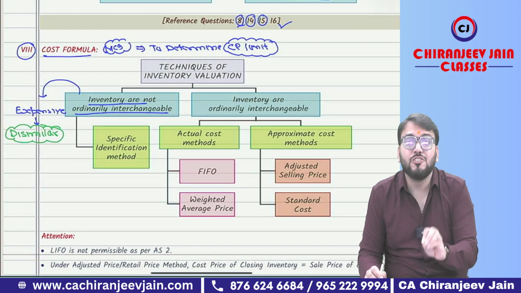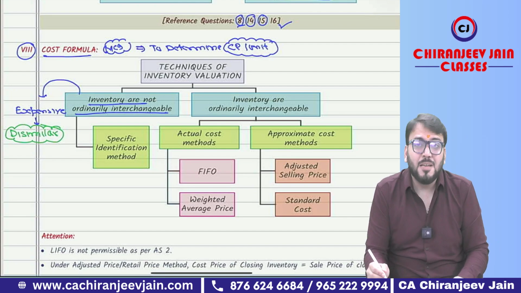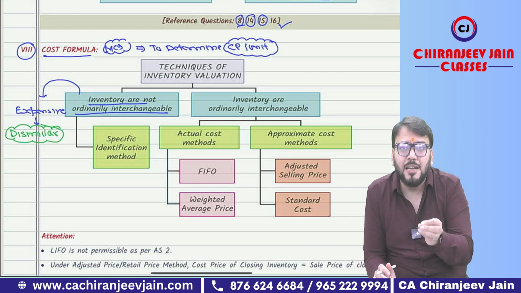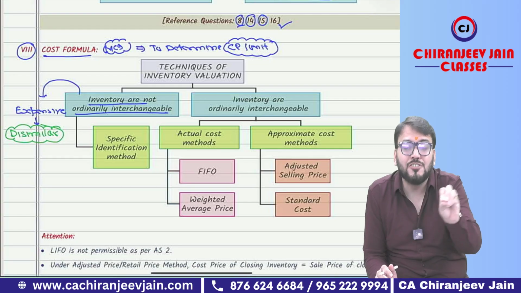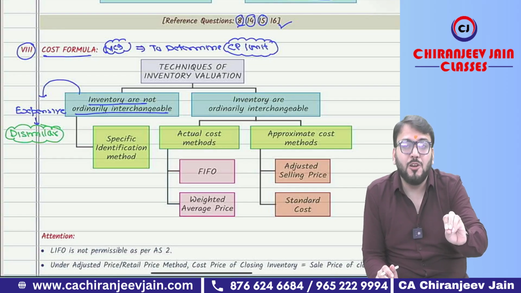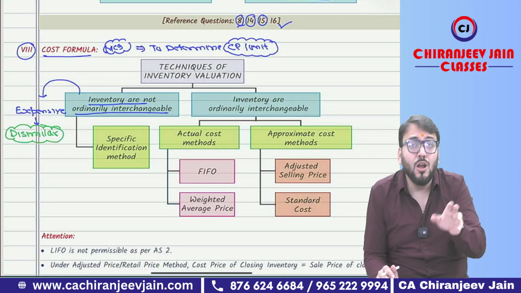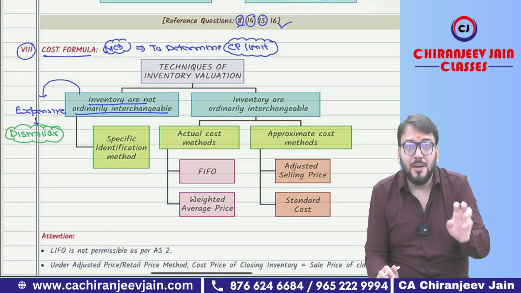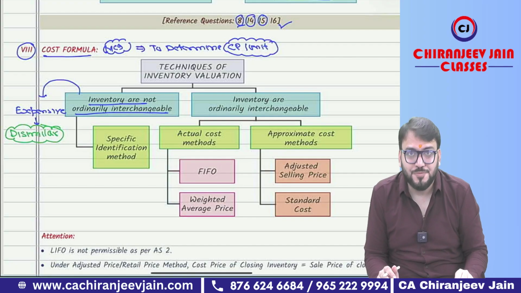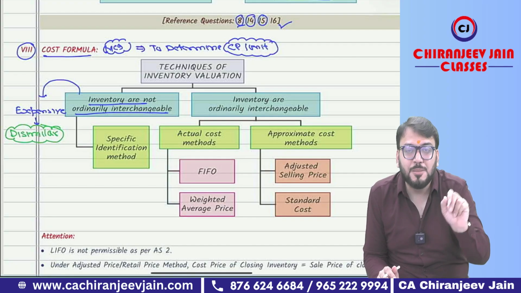Okay, these are not homogeneous items. Whenever items are not similar, we can't apply average costing because all units are different. For example, if you are constructing buildings, every building will be different. Every building has its own specific cost.